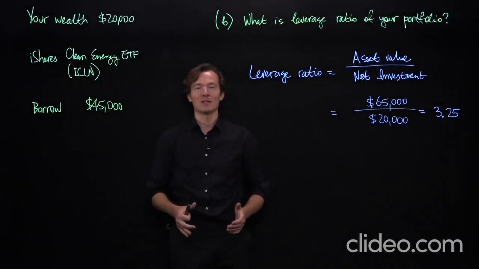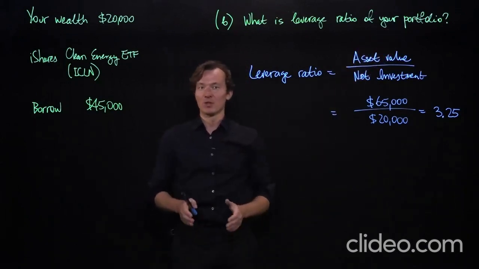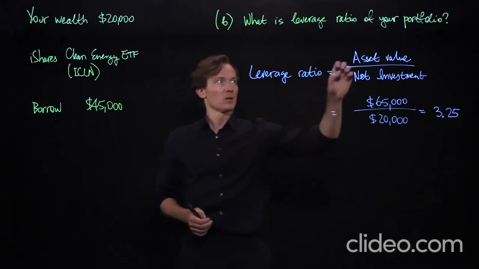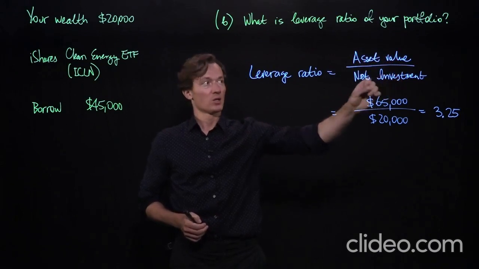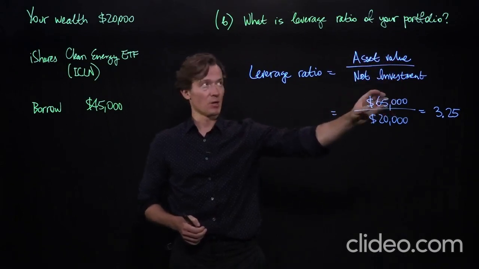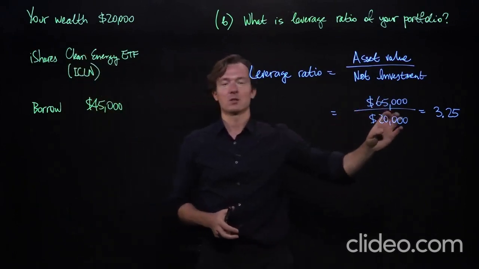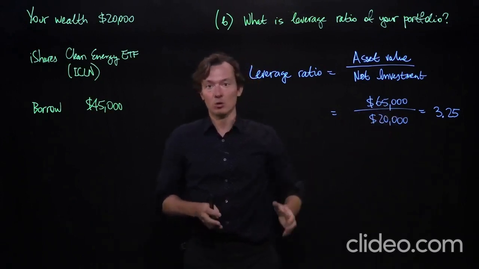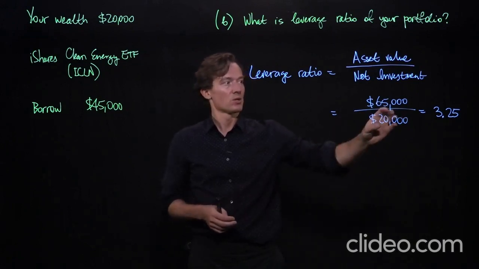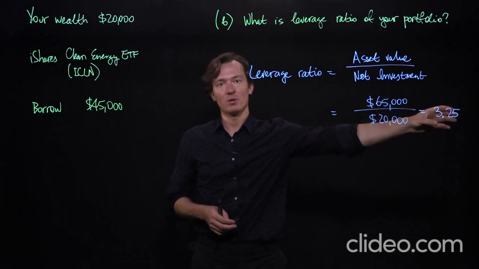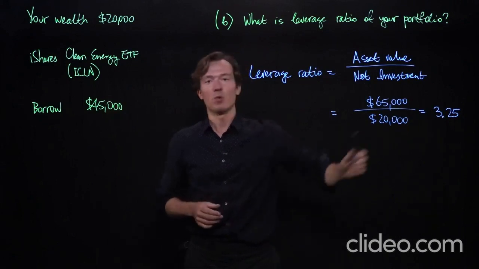The second question asks us, what is the leverage ratio of your portfolio? Let's start again with the definition of leverage ratio. Leverage ratio is the total asset value that we have in our portfolio divided by net investment. So the total asset value is $65,000. This is how much we have invested in this ETF. And our net investment is $20,000. This net investment is your own wealth, or also we refer to it as the equity of your portfolio. And this ratio gives us 3.25. So the leverage ratio of this portfolio that we constructed here is 3.25.